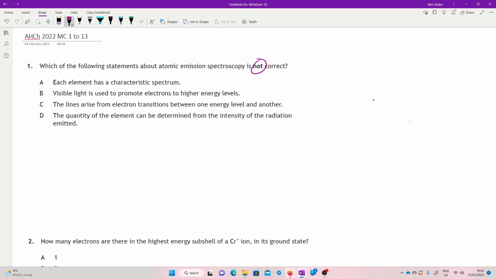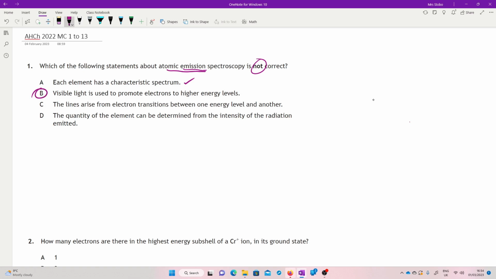Obviously it's in bold, so that's important. Which of these is not correct? Okay, each element has a characteristic spectrum. Well, that is demonstrably true. That is the whole point. Okay, visible light is used to promote electrons to higher energy levels. This is atomic emission spectroscopy, so that is looking at what's produced afterwards, it being falling down, but also atomic emission spectroscopy used heat. Okay, so this is the correct answer.